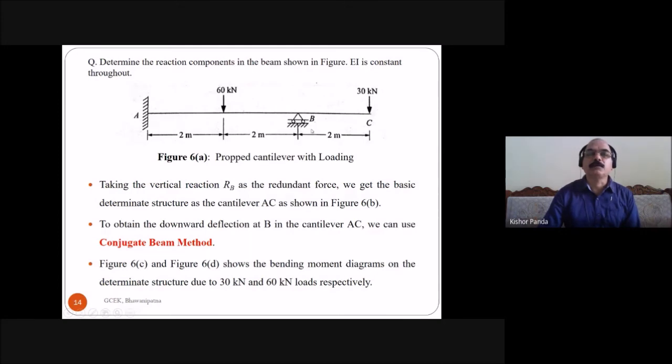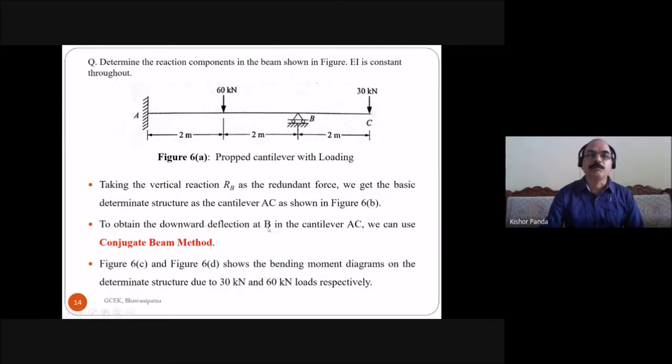After knowing this unknown, you can find out the moment and the reaction at end A. What you have to do here is take the reaction at B as a redundant force, and after removing it, you will get the determinate structure. After removing this redundant force, what do you get? This is the determinate structure, A, with the 60 kilonewton load and the 30 kilonewton load.